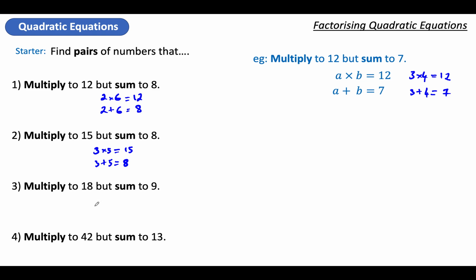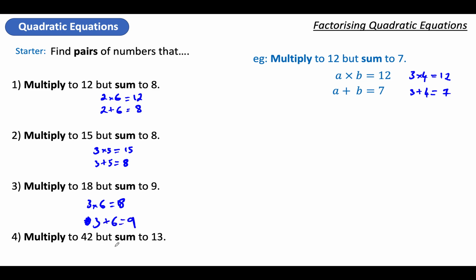Multiply together to make 18, but sum together to make 9. Okay, well I think this is going to be 3 and 6, because 3 times 6 is 18. But 3, it's supposed to be, let's scribble that out, let's do it again neatly. 3 plus 6 equals 9.